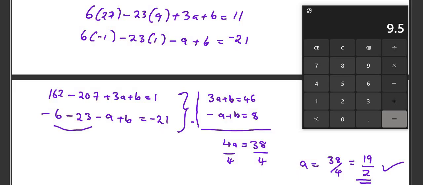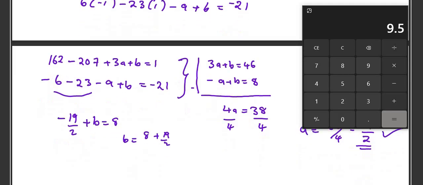Then once you get your a, you can now replace it and get your b. So a is simply negative. I'm replacing in the second equation -a, which is -19 over 2, then plus b is equal to 8, meaning we're saying b is equal to 8 plus 19 over 2. So this answer here plus 8 is going to give me b equal to 35 over 2. That's what I'm getting, which is 17.5.